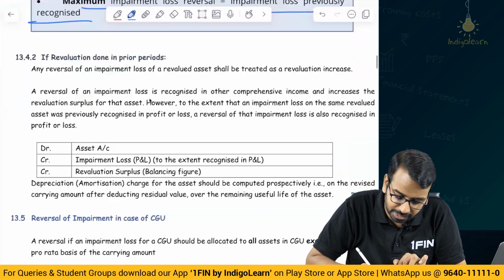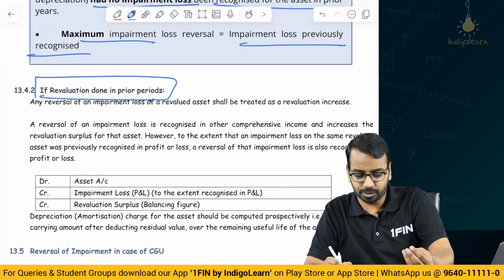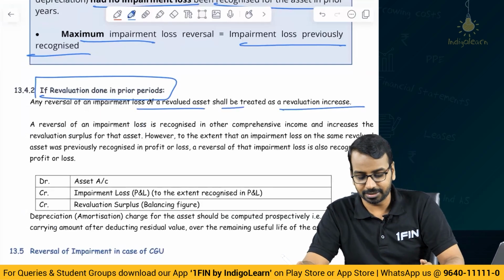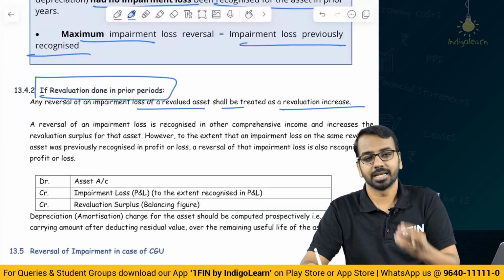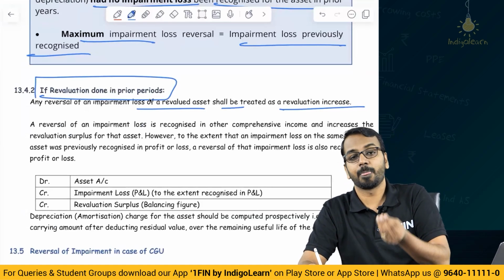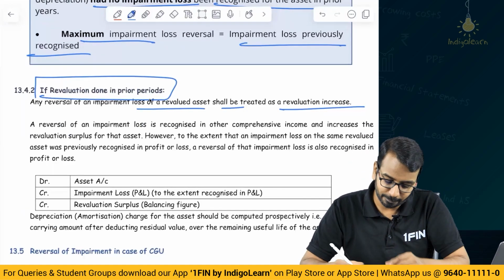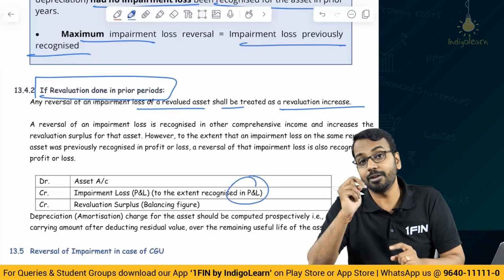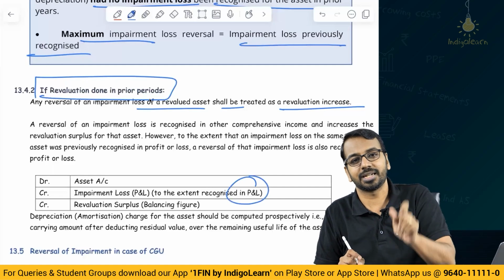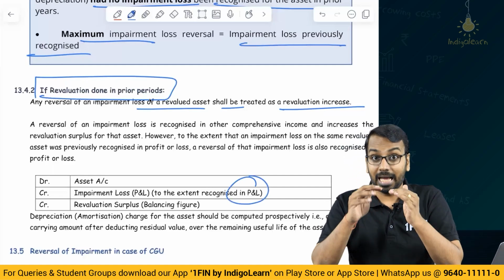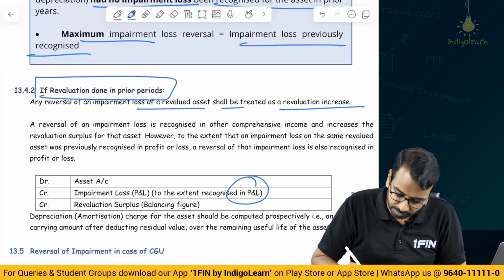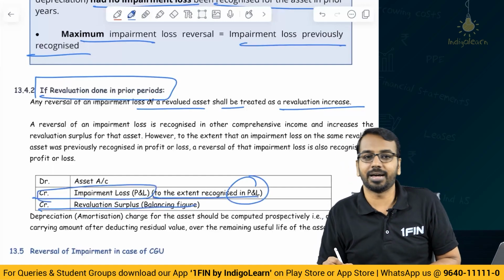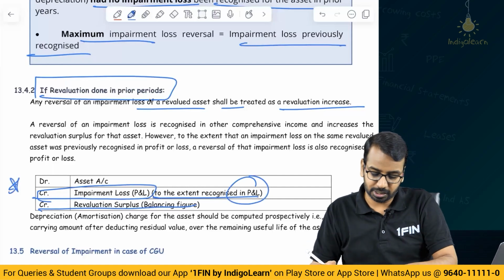If revaluation was done in the prior periods, so if it was under the revaluation model, then the revalued asset shall be treated as a revaluation increase. Now, if it is a revaluation increase, what is the treatment? Because we have charged impairment loss earlier, and if you had recognized that impairment loss in P&L, please remember, for revaluation surplus cases, impairment loss is first recognized against the revaluation surplus, and then the balance is charged to P&L. So whatever was recognized in P&L, you will reverse in the P&L, and the balance will be added to the revaluation surplus. Very important for you to keep in mind.